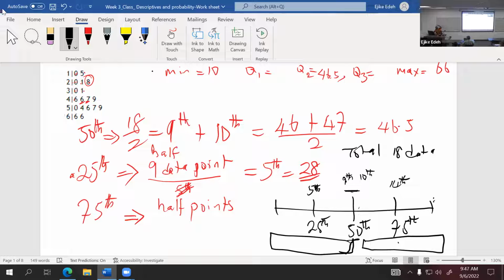If the number is very large, if I have 100 or 200 or even 1,000 data points, all of these answers will be the same thing. Okay, all right. So let's go ahead and do this very quickly.